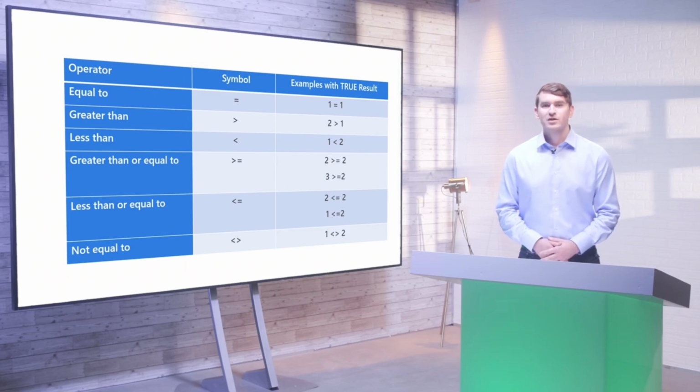Excel provides 6 logical operators to compare numerical data stored in an Excel sheet. These logical operators are equal to, greater than, less than, greater than or equal to, less than or equal to, and not equal to. On screen, you can see a table with the logical operators that are available in Excel 365 and what they do.